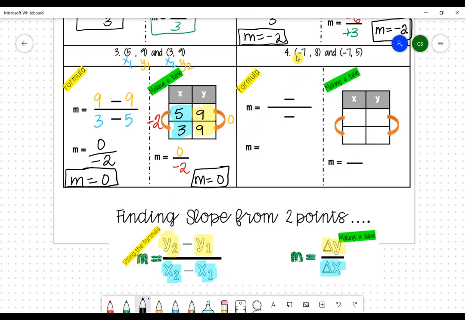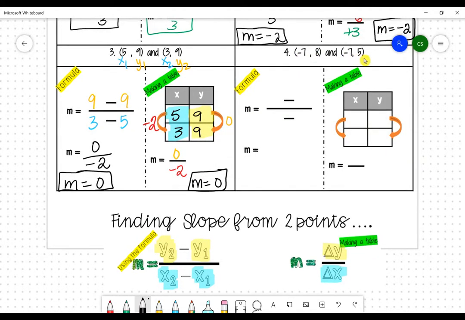And our last example, points are (-7, 8) and (-7, 5). So negative 7 is my first x value, 8 is my first y value. Negative 7 over here is my second x value, and 5 is my second y value. Substitute them into the formula. My y2 is 5, and my y1 is 8. My x2 is a negative 7, and my x1 is a negative 7. Simplify. 5 minus 8 is negative 3, and negative 7 minus a negative 7 is 0.